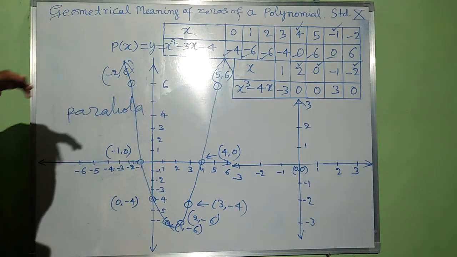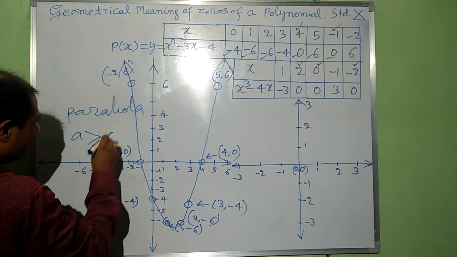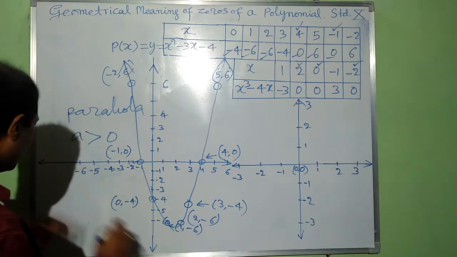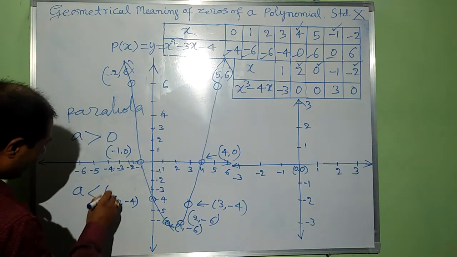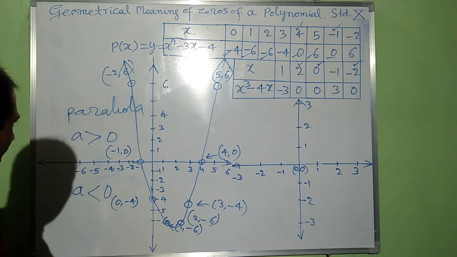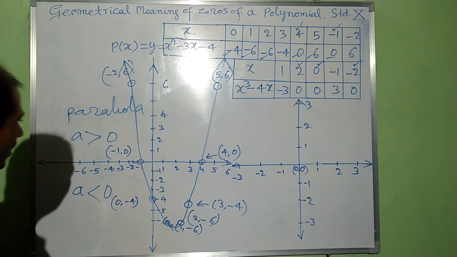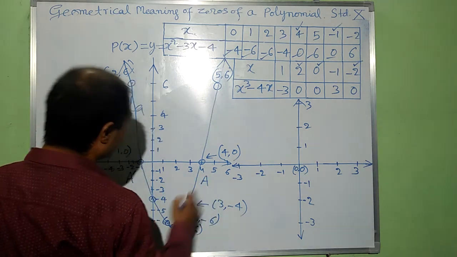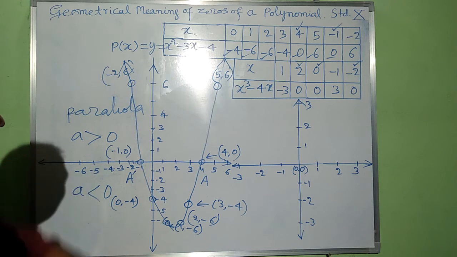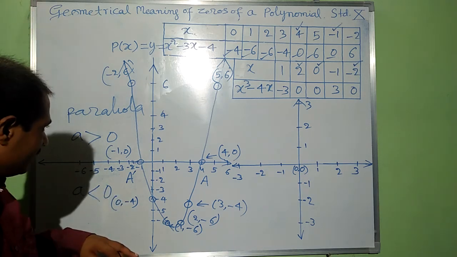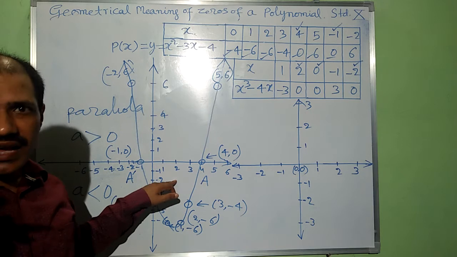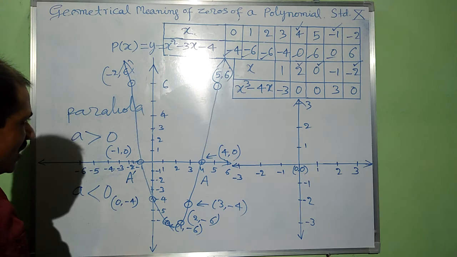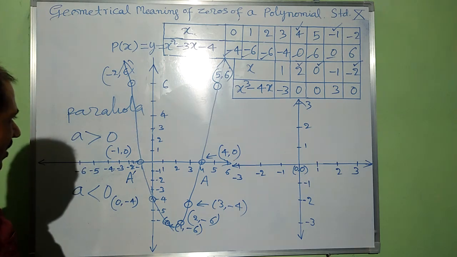It is upward. When a is greater than 0, then we have an upward parabola. When a is less than 0, then we will have a downward parabola. And here, this quadratic polynomial intersects the x-axis at two distinct points, a dash and a. And these two distinct points are its roots.